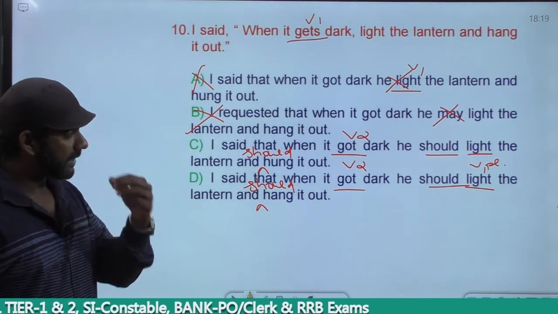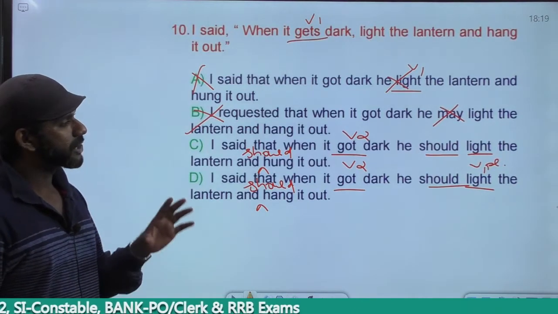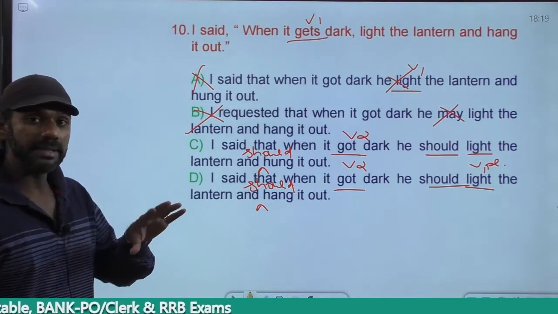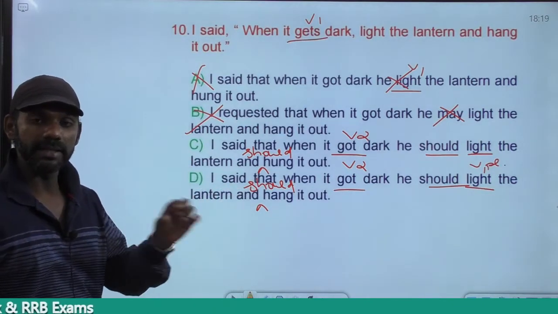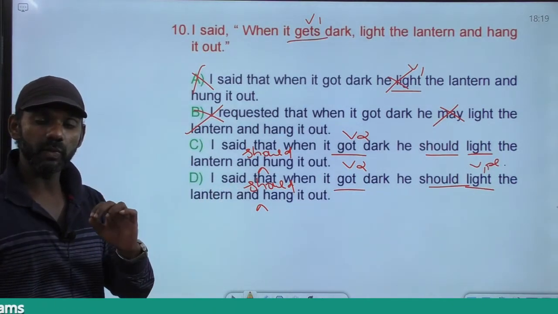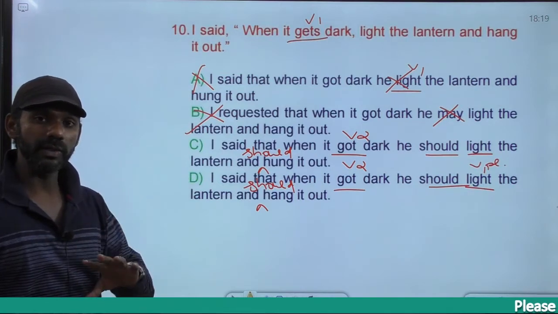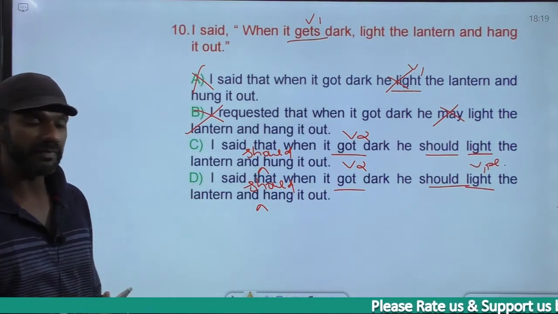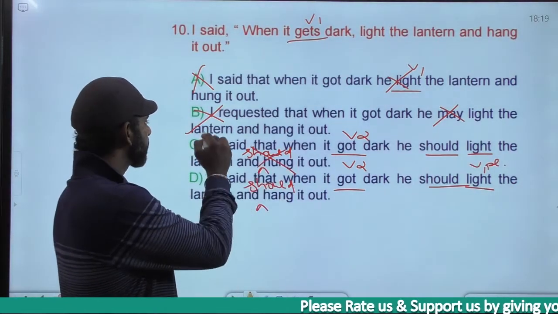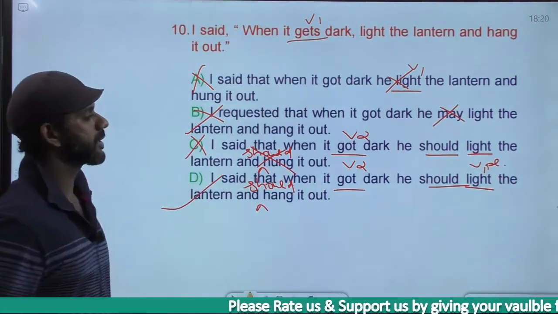I said that when it got dark, he should light the lantern and hang it out. Hung means should hung. It's always should plus V1 plural. Hung is not V1. Hang is V1. There's nothing like should plus V2 or should plus V3. So this is a wrong usage. Eliminated. The answer must be option A.